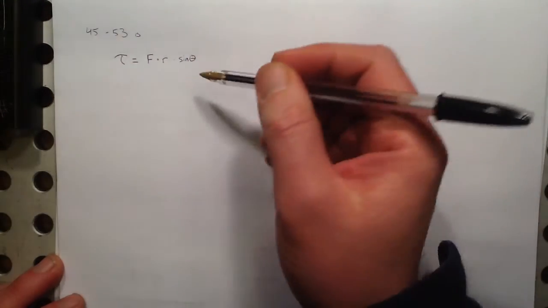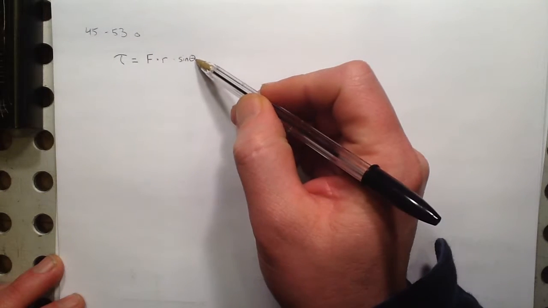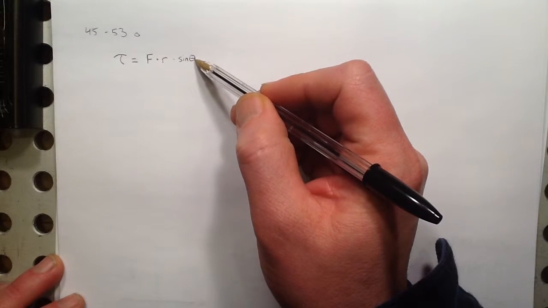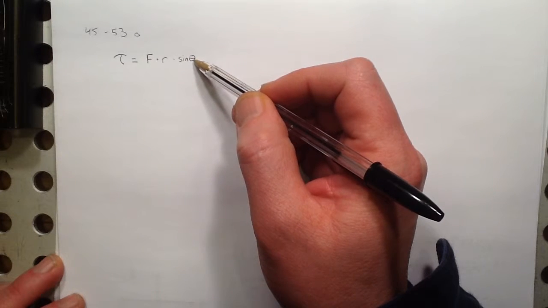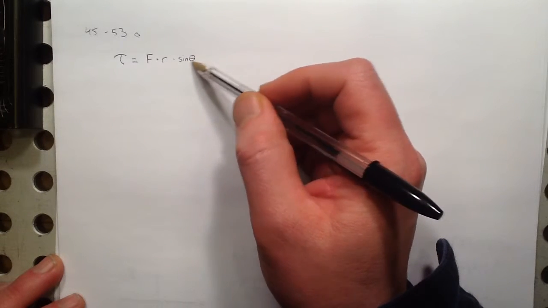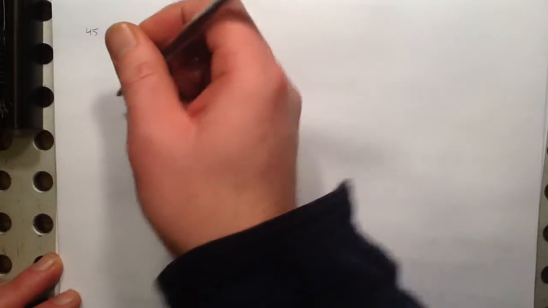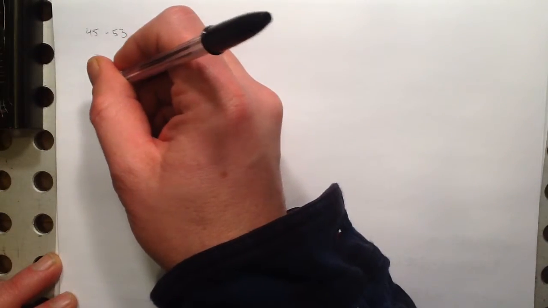So you get no torque if the angle between them is 0. This is 0. If they're perpendicular to each other, 90 degrees, then you get maximum torque. This is 1. It's just force times radius. Number 45.